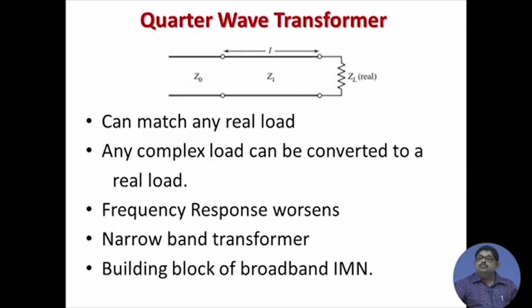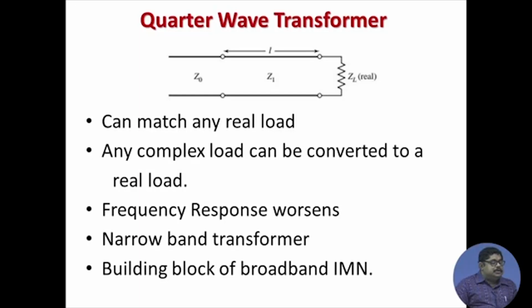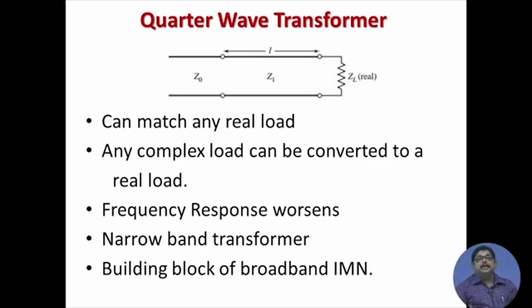So, what is the beauty of this? Suppose between two parts of the network you have two different impedances, they are matched, but they have different levels. Suppose one is at 50 ohm, another is at 100 ohm. Now, a quarter wave transformer can bring these impedance levels together, it is an impedance transformer, it is not a matching thing. It can match any real load. Now, its frequency response is not good, it is a very narrow band transformer, but with this we can build various broadband impedance matching designs.